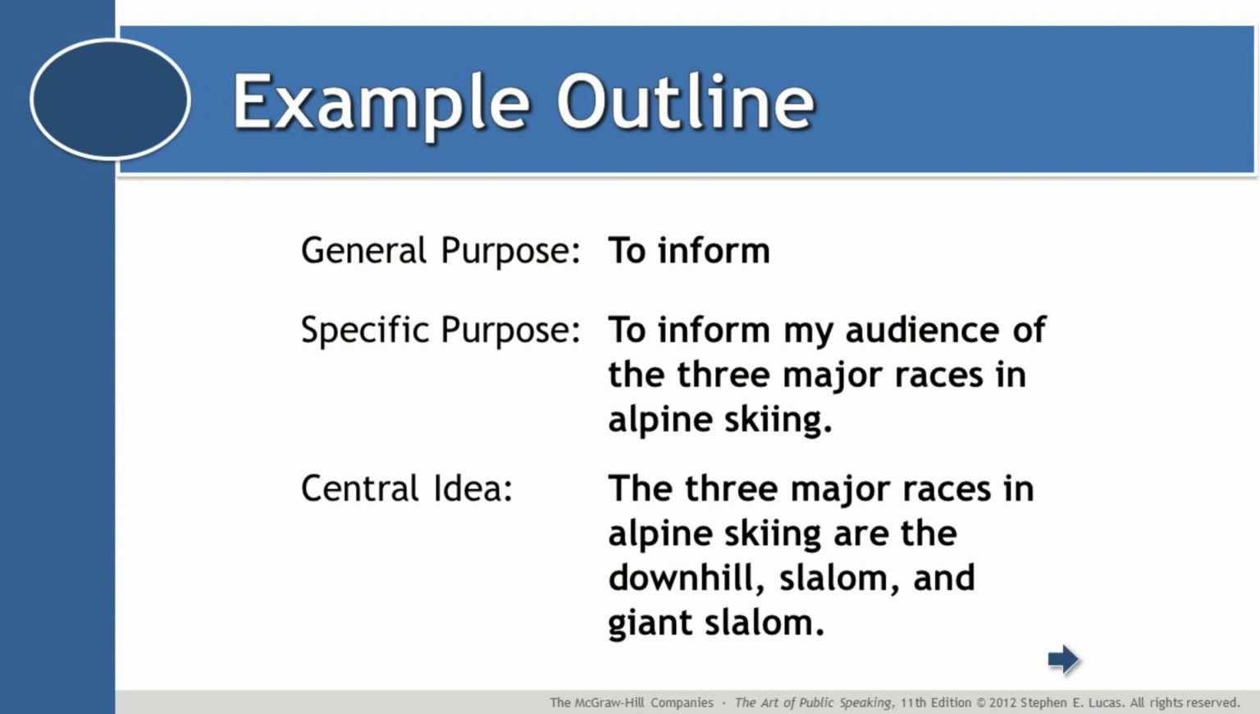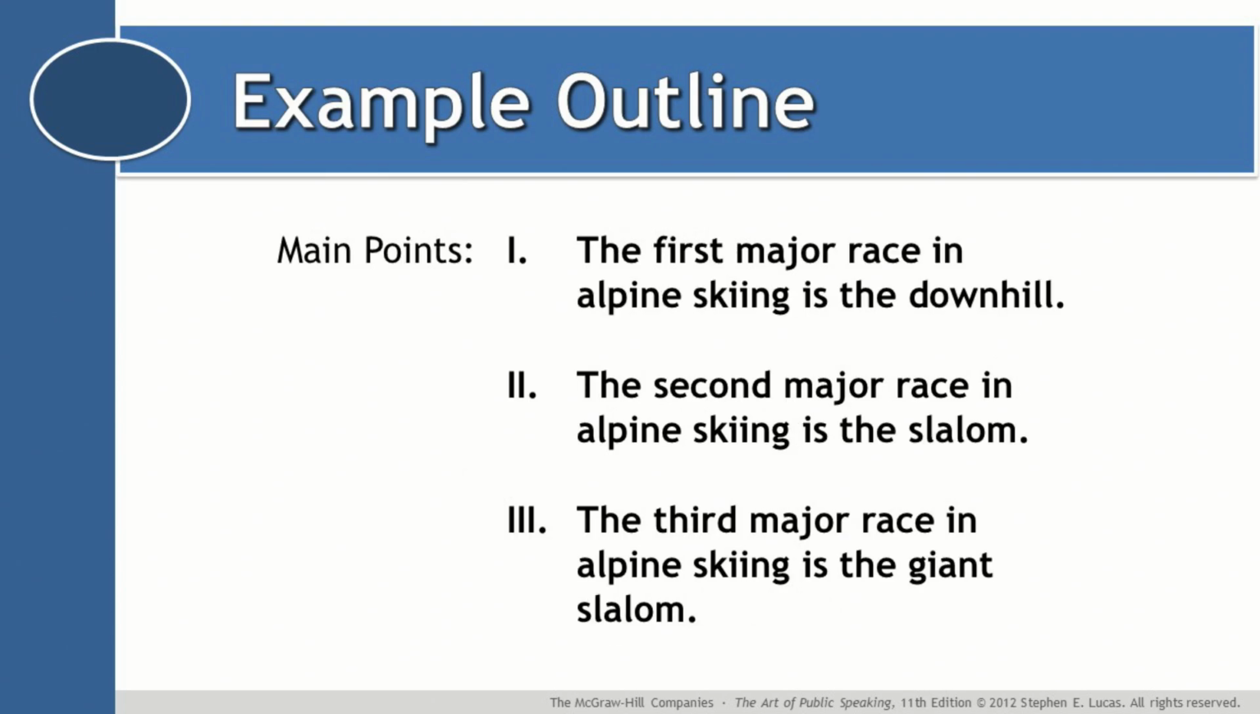And from that central idea, we then stretch into the body of the speech, where we would talk about our three main points. The first major race in alpine skiing is the downhill. The second major race in alpine skiing is the slalom. And the third major race in alpine skiing is the giant slalom.